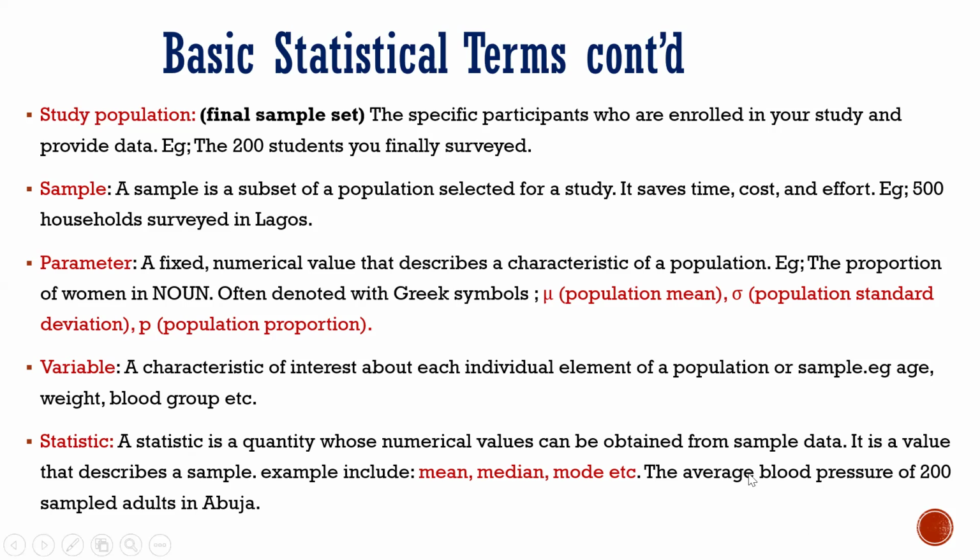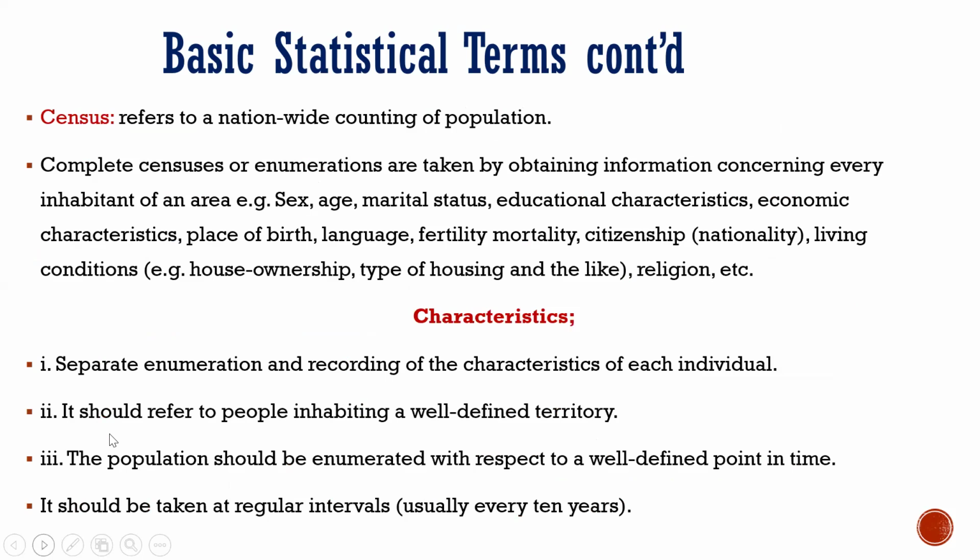All right. For example, we have the average blood pressure of 200 sampled adults in Abuja. That is a statistic. It has to describe a sample. It has to give it that meaningful numerical value. All right. So when you get to know these basic statistical terms, when they are used in higher level topics, you get to understand them. That's the beauty of knowing the basic statistical terms, so that when you see them at the higher levels, you get to understand them.